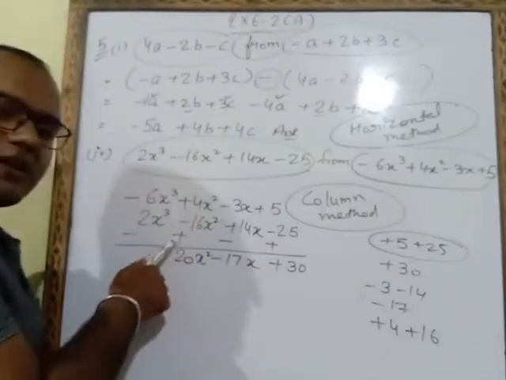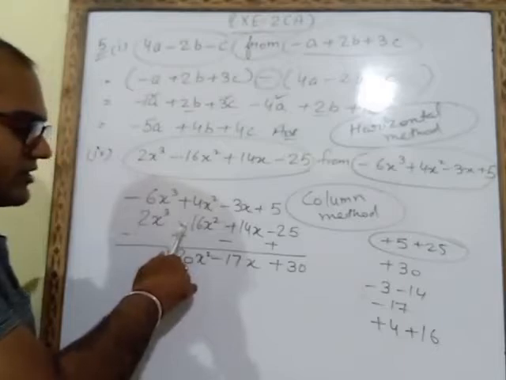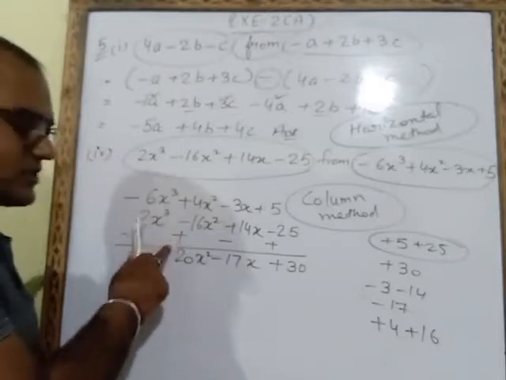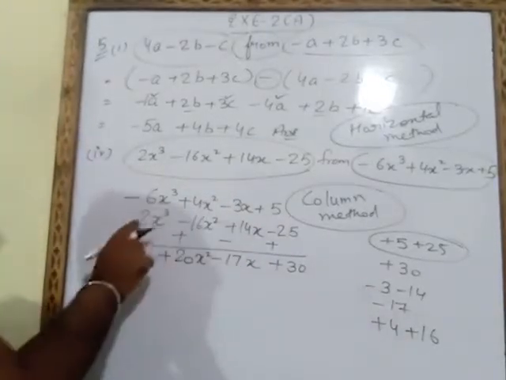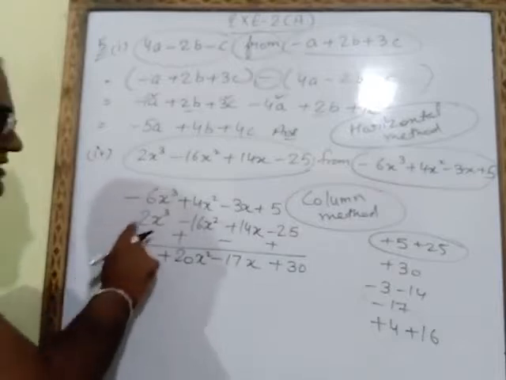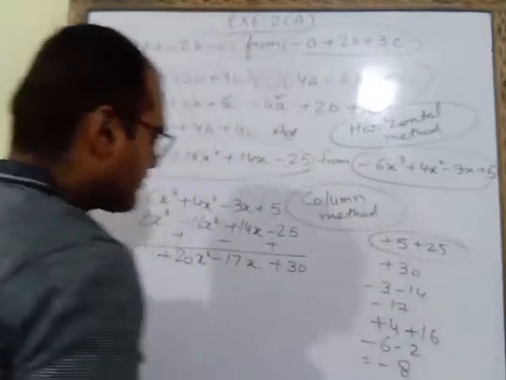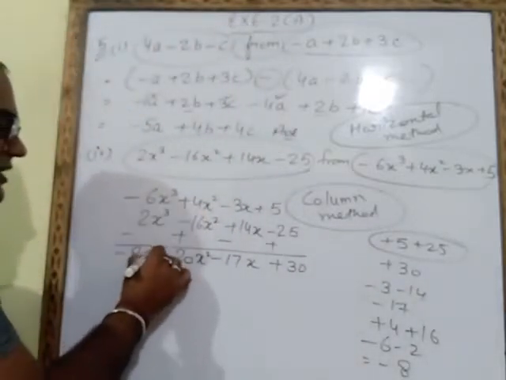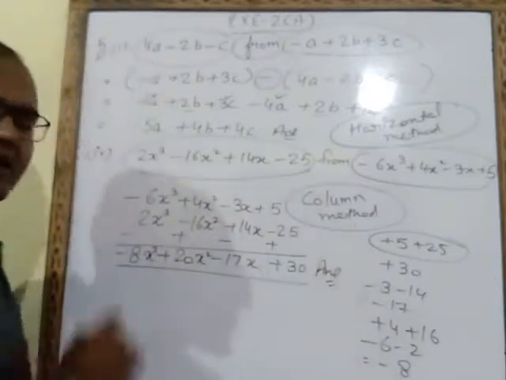16 sign is plus. This minus we had already changed to plus now, so we will not take this sign, we will take this plus sign. So 16 sign is plus, so that's why we will take here plus sign. Now this is minus 6 and this plus 2 we had changed to minus 2. So minus 6 and minus 2, answer will be minus 8. So here we will write minus 8 and alphabet is x cube. So this is your final answer of part number 4.